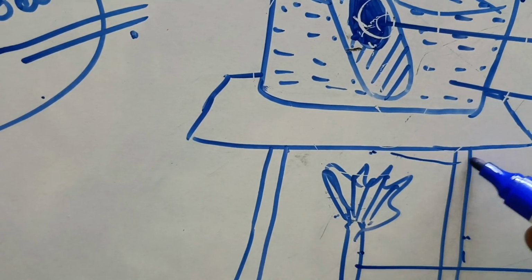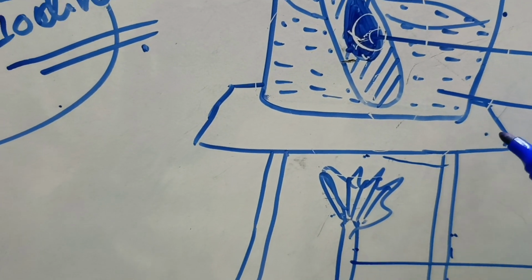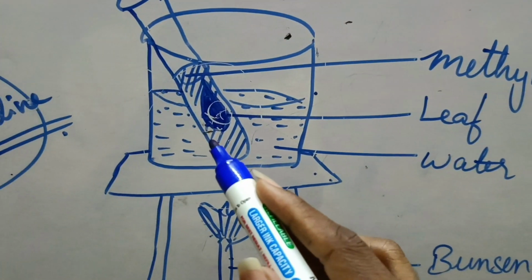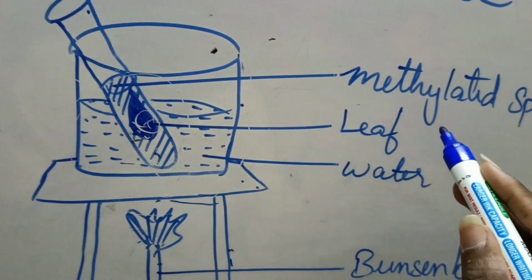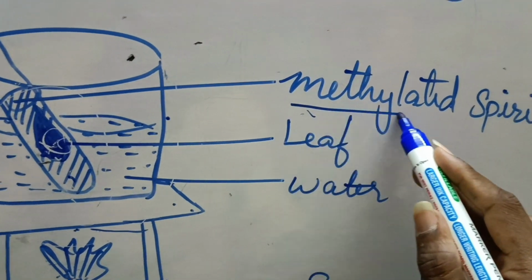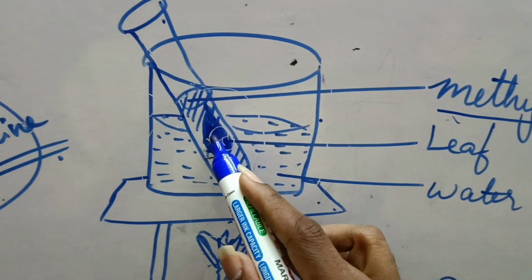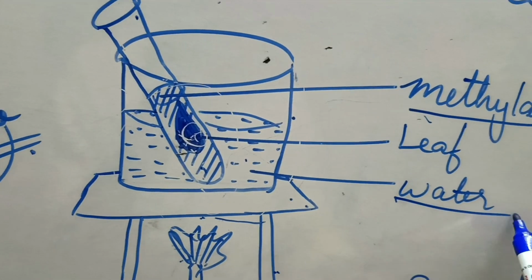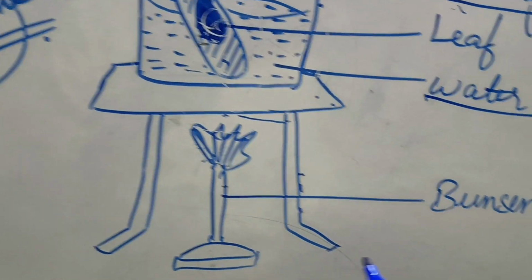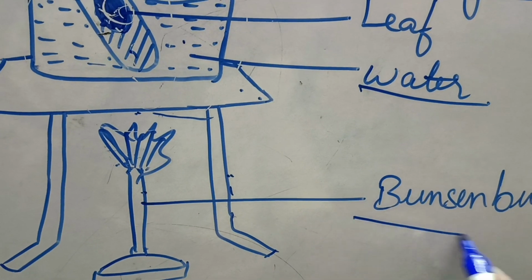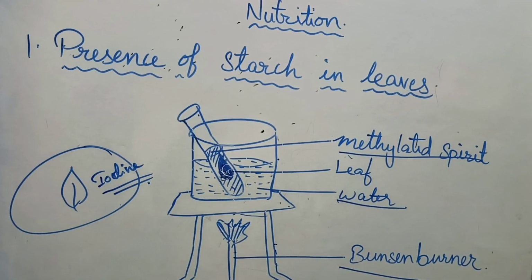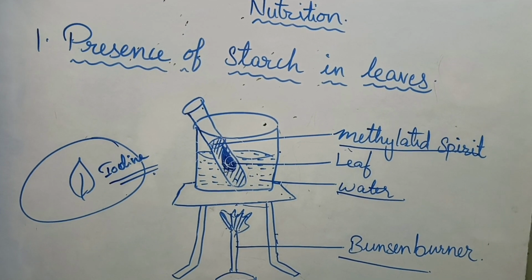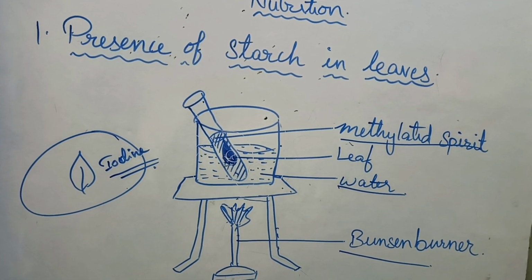Before the experiment, what was the leaf which we took? It is well exposed to sunlight, and it contains starch, and it is ready for photosynthesis. So here we are testing with methylated spirit. By this methylated spirit we are removing the chlorophyll. By that it becomes very pale, and we are using the Bunsen burner to heat this. This is the first experiment, and this proves the presence of starch in the leaf.